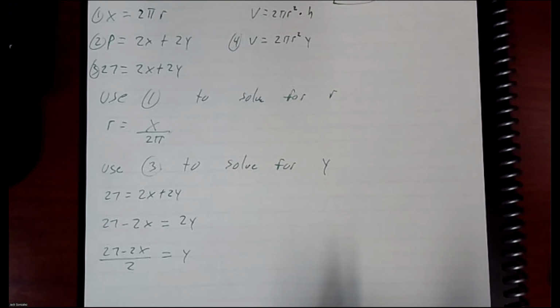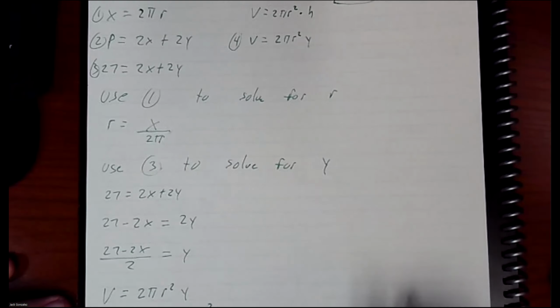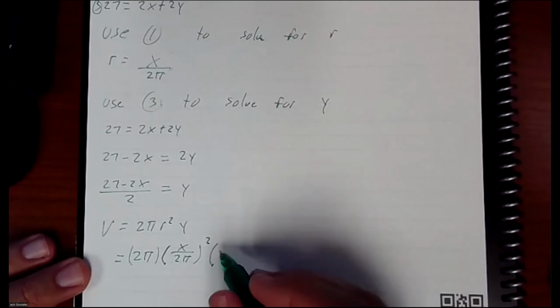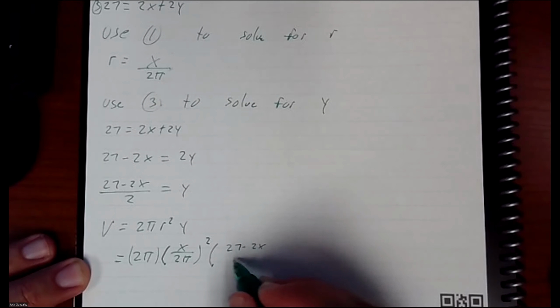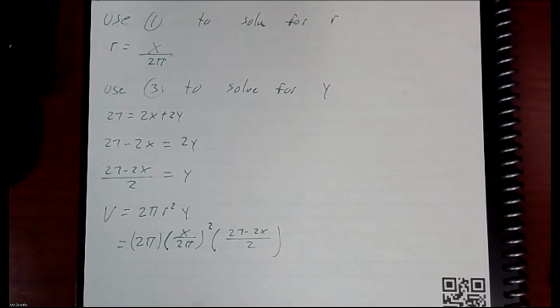Okay, so now we can change volume, that is in terms of 2 pi r squared y, into 2 pi times (x over 2 pi) squared times y, which is this weirdness. Notice how everything is in terms of x now.